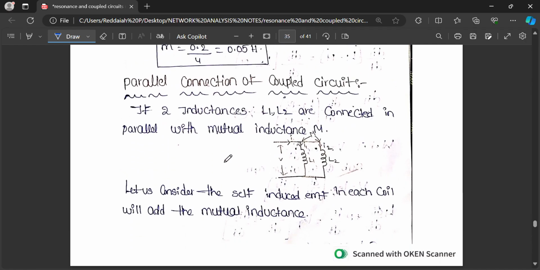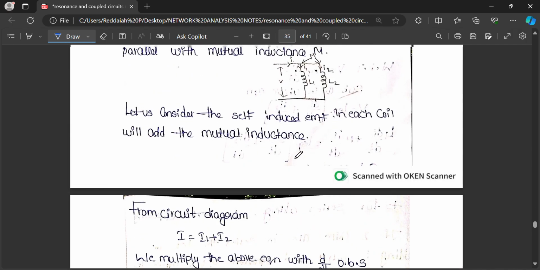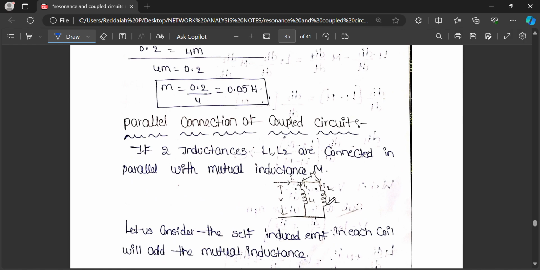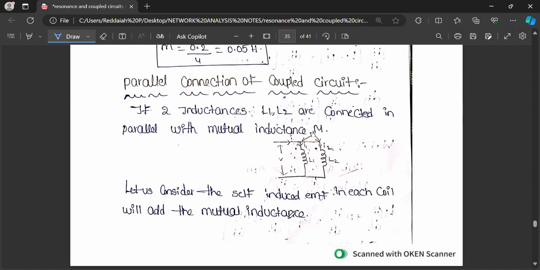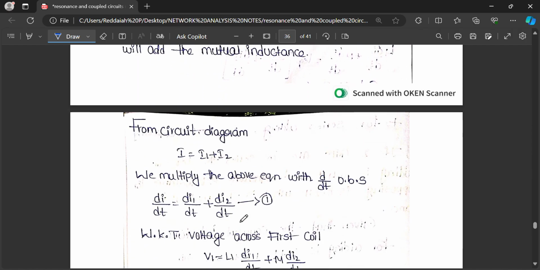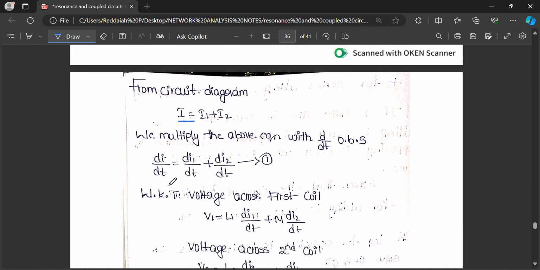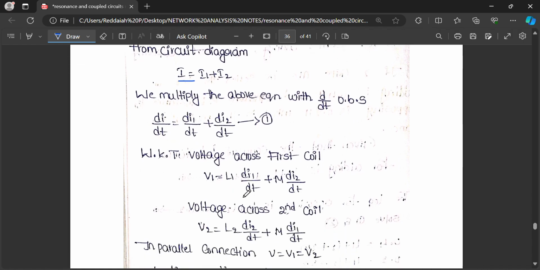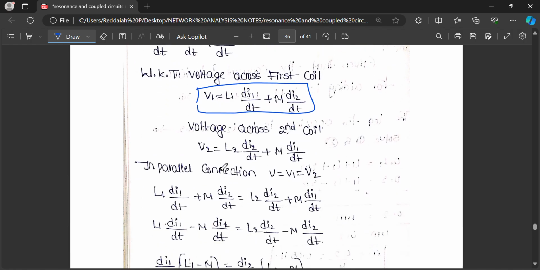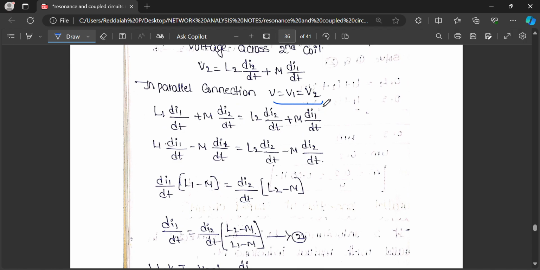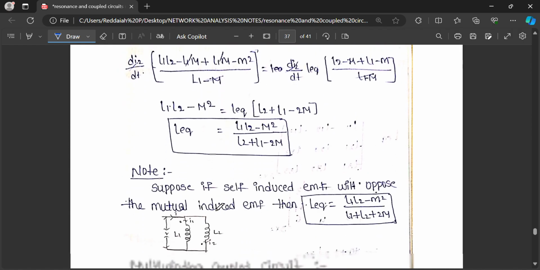Next we will see parallel connection of coupled circuits. When two coils L1 and L2 are connected in parallel, currents are dividing. Let us consider self-inductance, to which we add the mutual inductance. Total current is I1 plus I2. We differentiate the above equation, d by dt: di by dt equal to di1 by dt plus di2 by dt. We know that voltage across the first coil is V equal to L1 di1 by dt plus M into di2 by dt, and similarly the voltage across the second coil. In parallel connection, V1 equal to V2. Parallel voltage is the same. The same is substituted here.